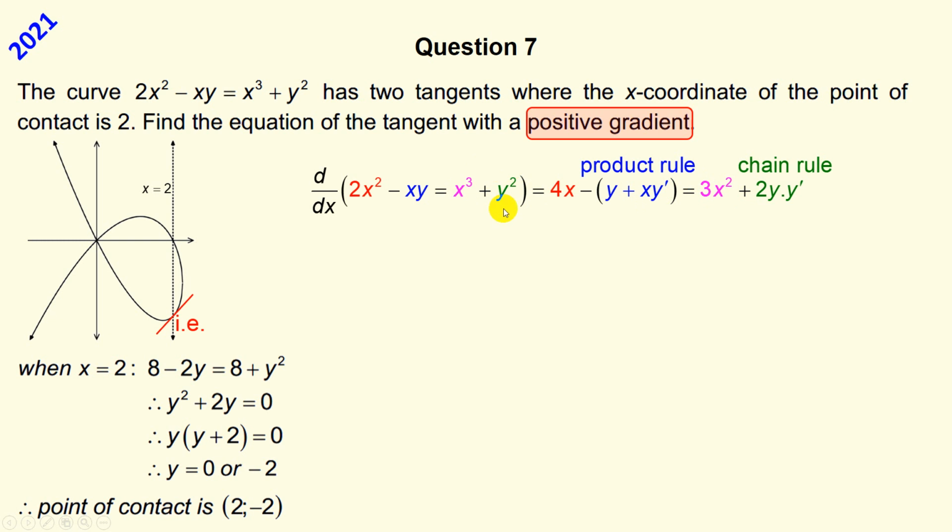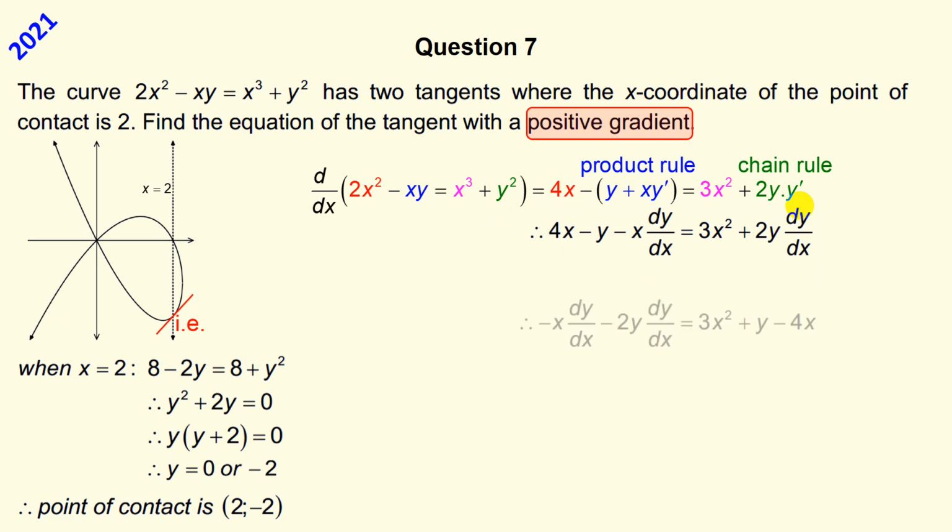Derivative of y squared, that's a chain rule. Outside function, y squared. Inside function, y. y is a function in x. Why is y a function in x? Because we're differentiating with respect to x. So the outside function, 2y, times the derivative of the inside function, dy by dx, or y prime. So there is our equation.